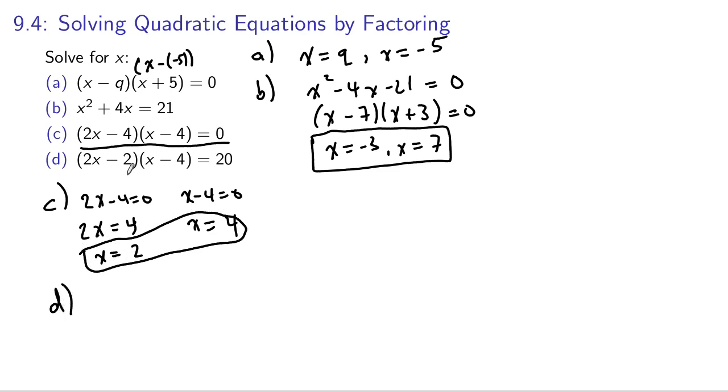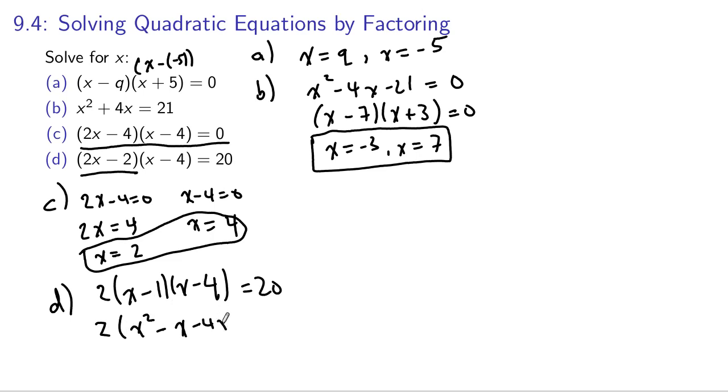Part D, we have a similar problem. This time, instead of using it directly, let's factor this 2 out, and we'll end up in factored form. X minus 4 is 20. Oh, oops. We have a bigger problem. There's a 20. This isn't in factored form at all. Because of this 20, we have to multiply this out. X squared minus x minus 4x plus 4 is 20 over 2 is 10.